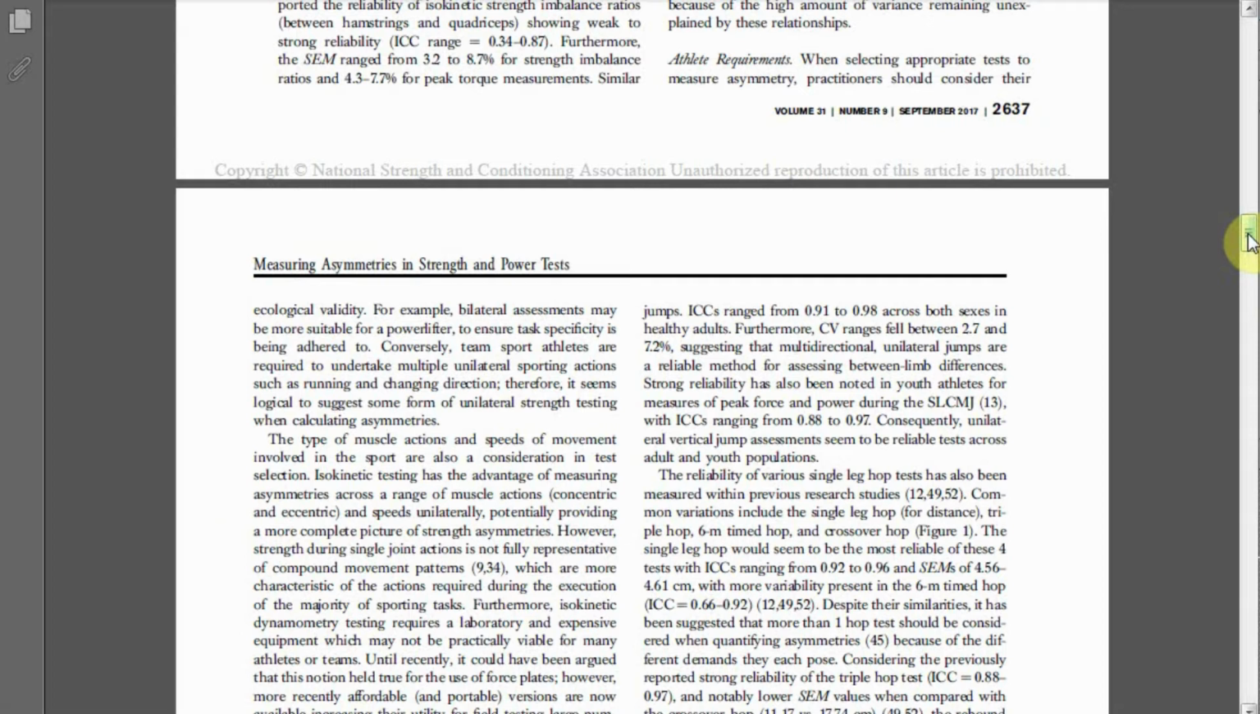There is a suggestion to say that during unilateral tests, there is obviously no contribution from the other limb. And we have suggested, we're definitely not claiming, but we've suggested that this might be a more accurate reflection of true asymmetries, given that there's no contribution from the other limb.